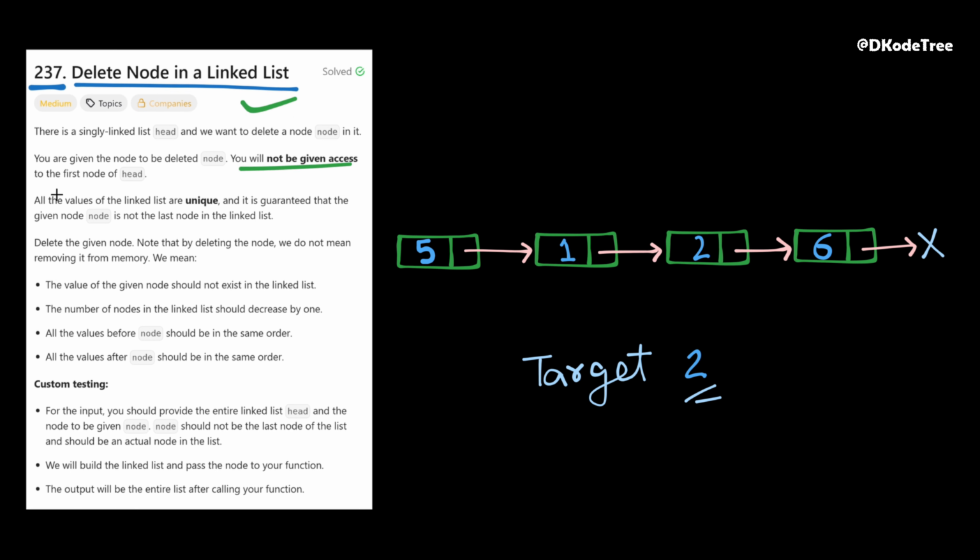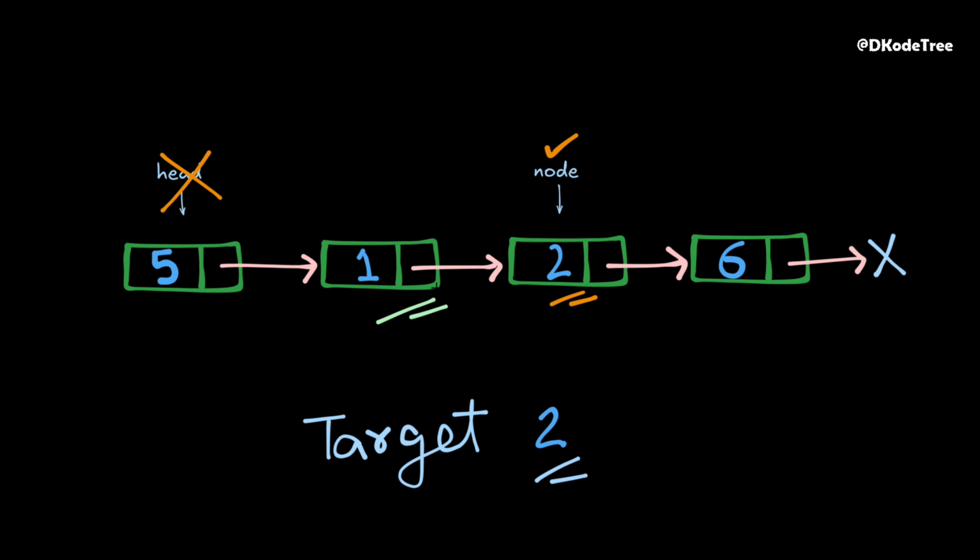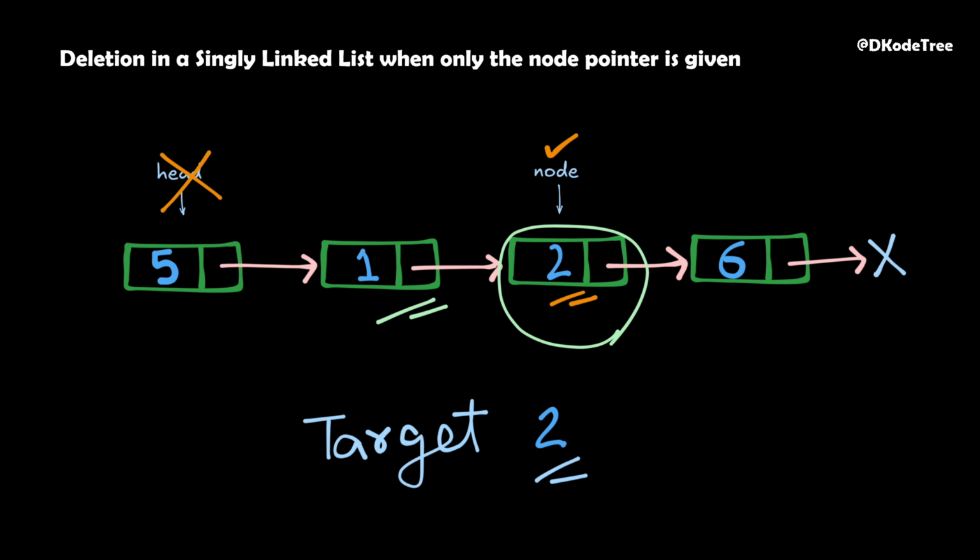We are not given access to the first node or head, and we only have a pointer to the node that needs to be deleted. And since this is a singly linked list, there's no way to access its previous node to perform the normal deletion that we discussed just now. This means we cannot remove this node directly. So what can we do in this case?